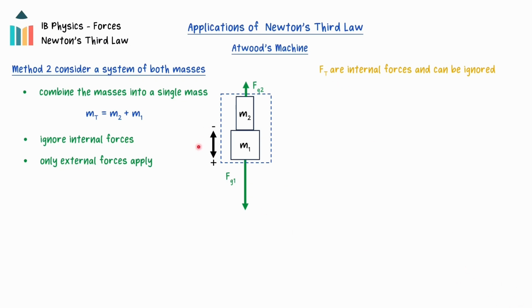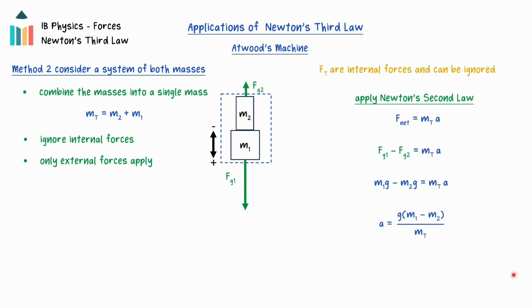Applying the same sign convention as before, we can use Newton's second law. Note that the net force comes from subtracting the gravitational force on mass 1 and the gravitational force on mass 2. Substituting the equation for the force of gravity and rearranging, we can find the same expression for the acceleration of the system that we arrived at before. Notice that the term on the bottom of the equation is the total mass, which is the sum of the two masses. If we substitute this in, we'll get the exact same expression as we had in the previous example.